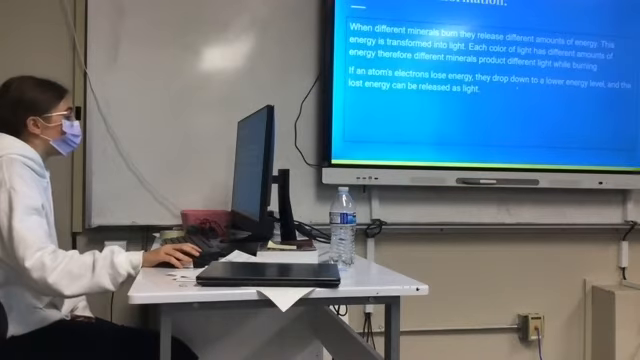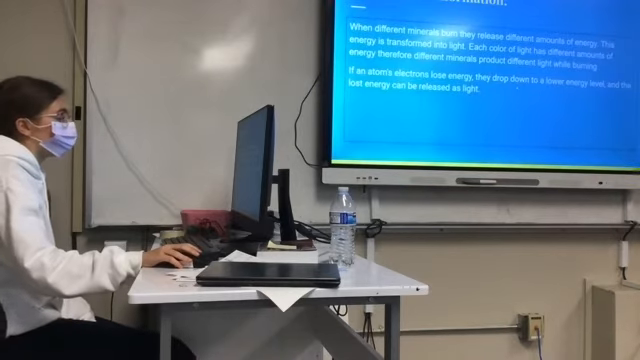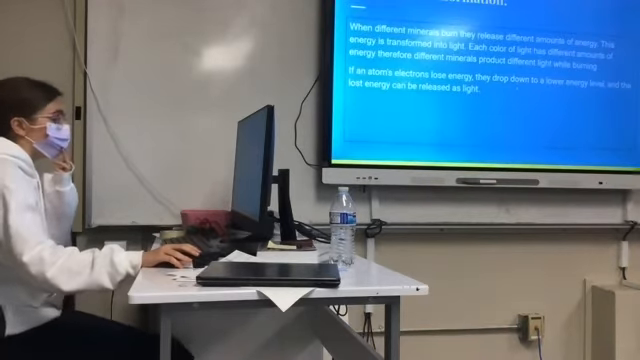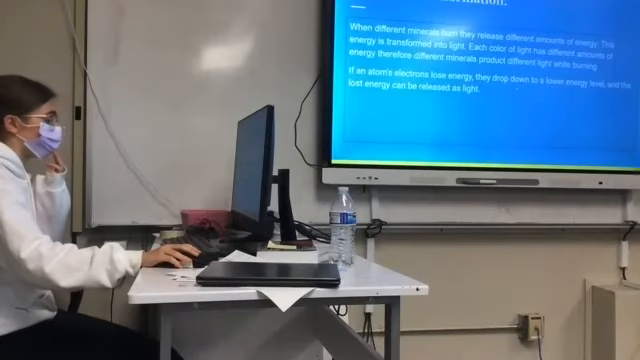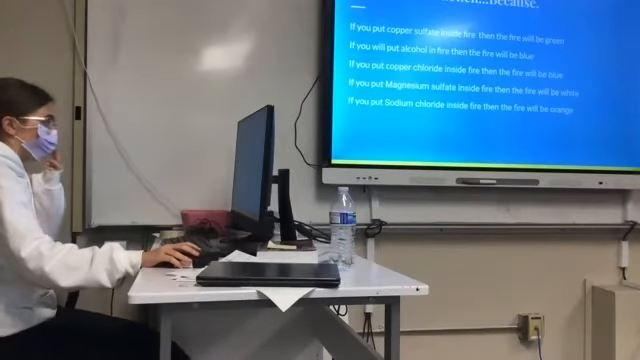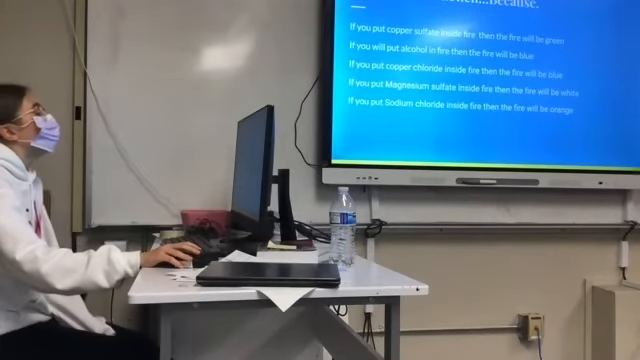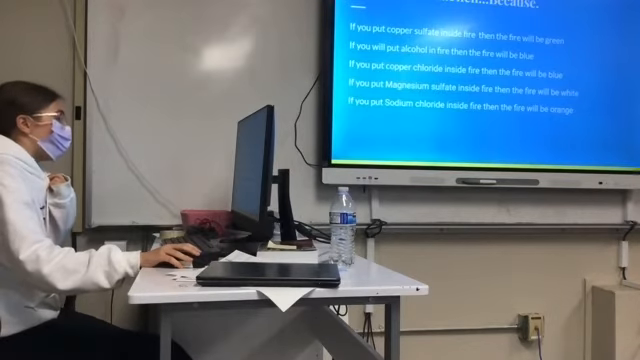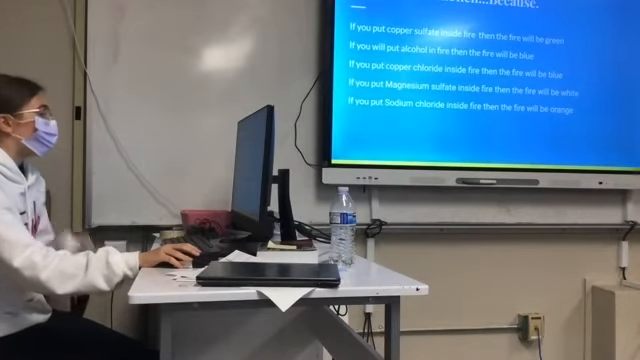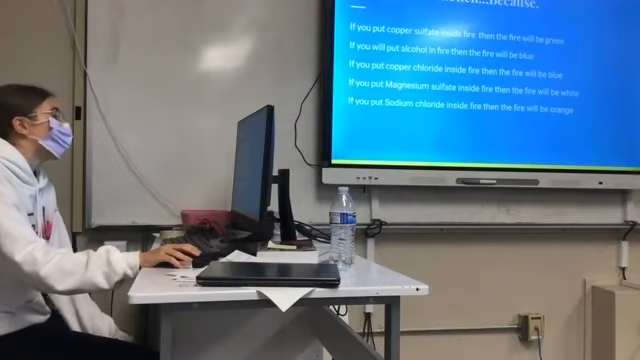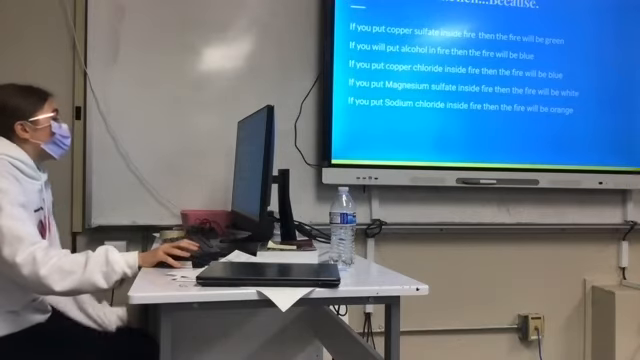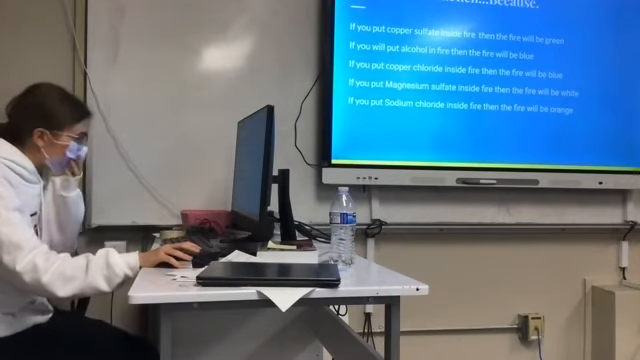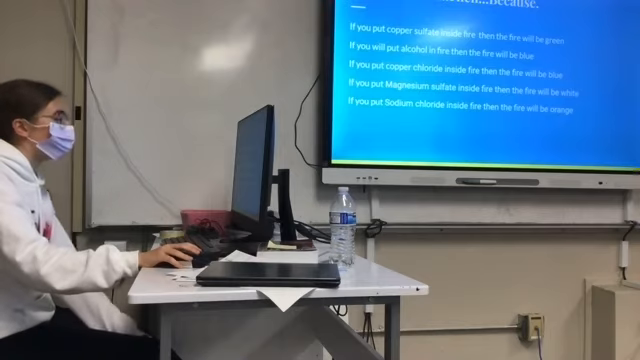If an atom's electrons lose energy, they drop down to a lower energy level and the energy can be released. If you put copper sulfate inside fire, then the fire will be green. If you put alcohol in fire, then the fire will be blue. If you put copper chloride inside the fire, then the fire would be blue.